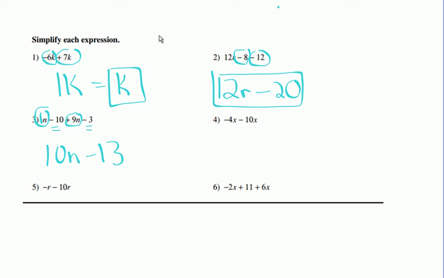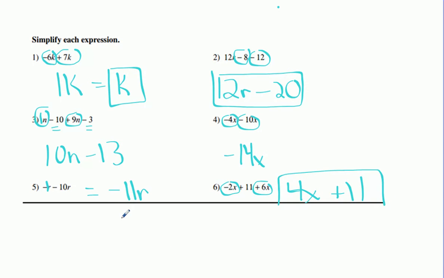You get good enough with these, you start doing them in your head, so be aware. I have negative 4 and a negative 10. When I combine them together, I get negative 14, right? Same signs add. Oh, is that coming back to you? Do you remember that? There's a negative 1r and a negative 10r again. Same signs add. I'm going to add those two numbers. I'm going to get negative 11r. And my final one on the top half, 6 plus negative 2 makes positive 4x. And that plus 11 is just going to stay by itself.